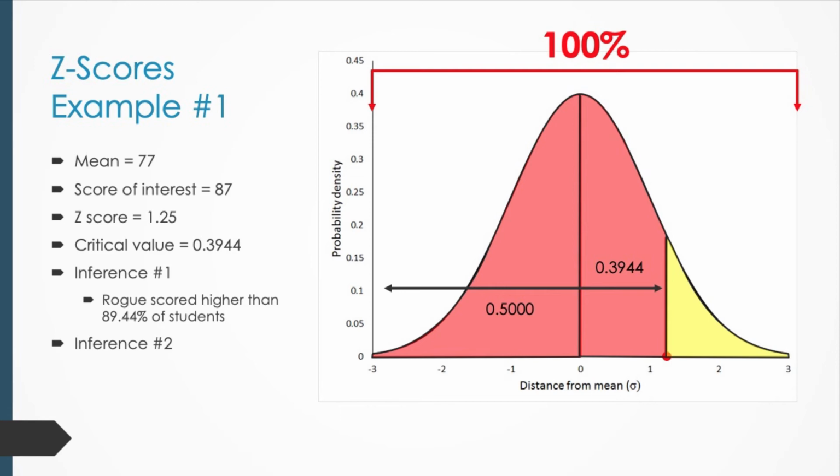So we take 100, we subtract what we already know, which is 89.44, and that equals 10.56. So, therefore, we know that only 10.56% of students scored higher than Rogue on the midterm exam.